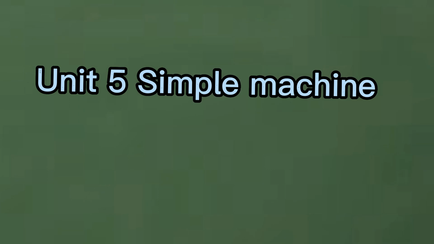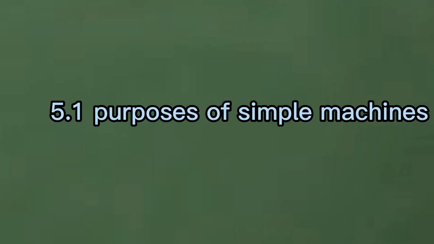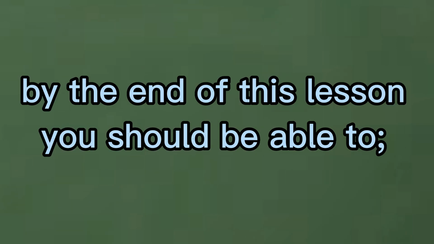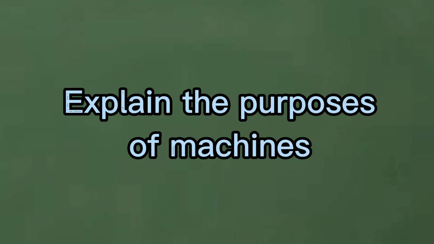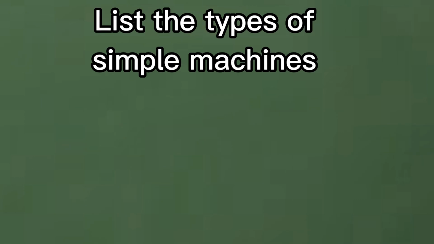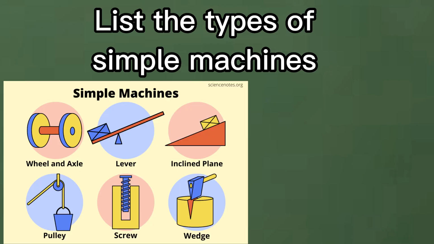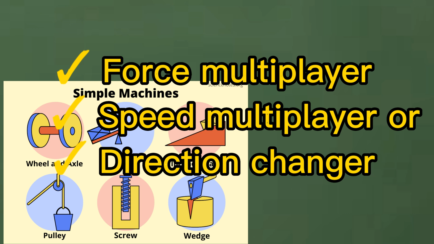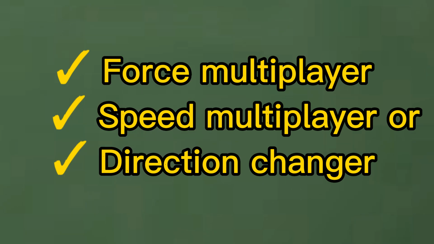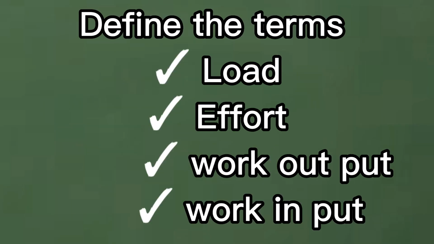Unit 5 Simple Machine. 5.1 Purposes of Machines. By the end of this section you should be able to explain the purposes of a machine. List the types of simple machines. Determine whether the machines are force multipliers, speed multipliers or direction changers.